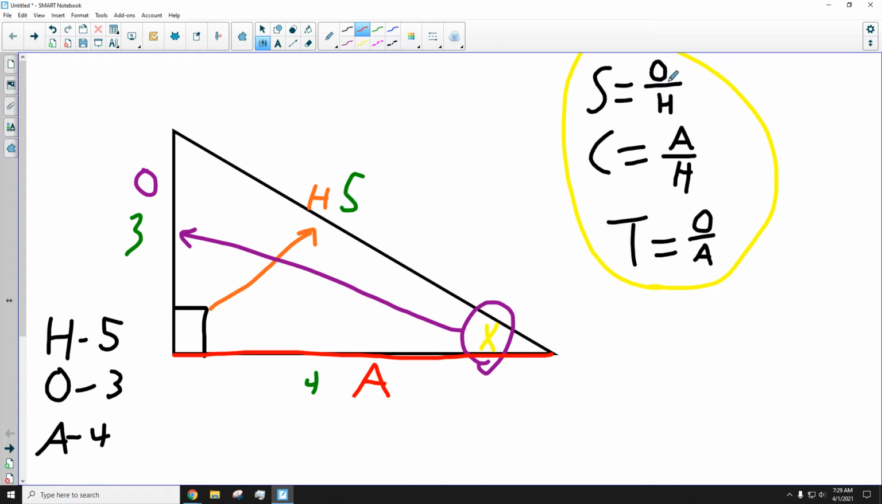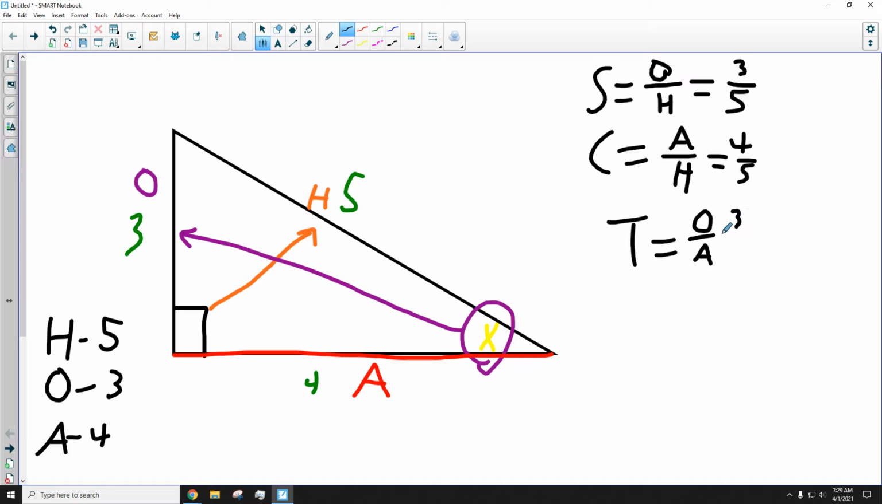So we know sine is O over H, and if O is 3 and H is 5, this is 3/5. And it does have to be in this order. 4 over 5 for cosine, and 3 over 4 for tangent.